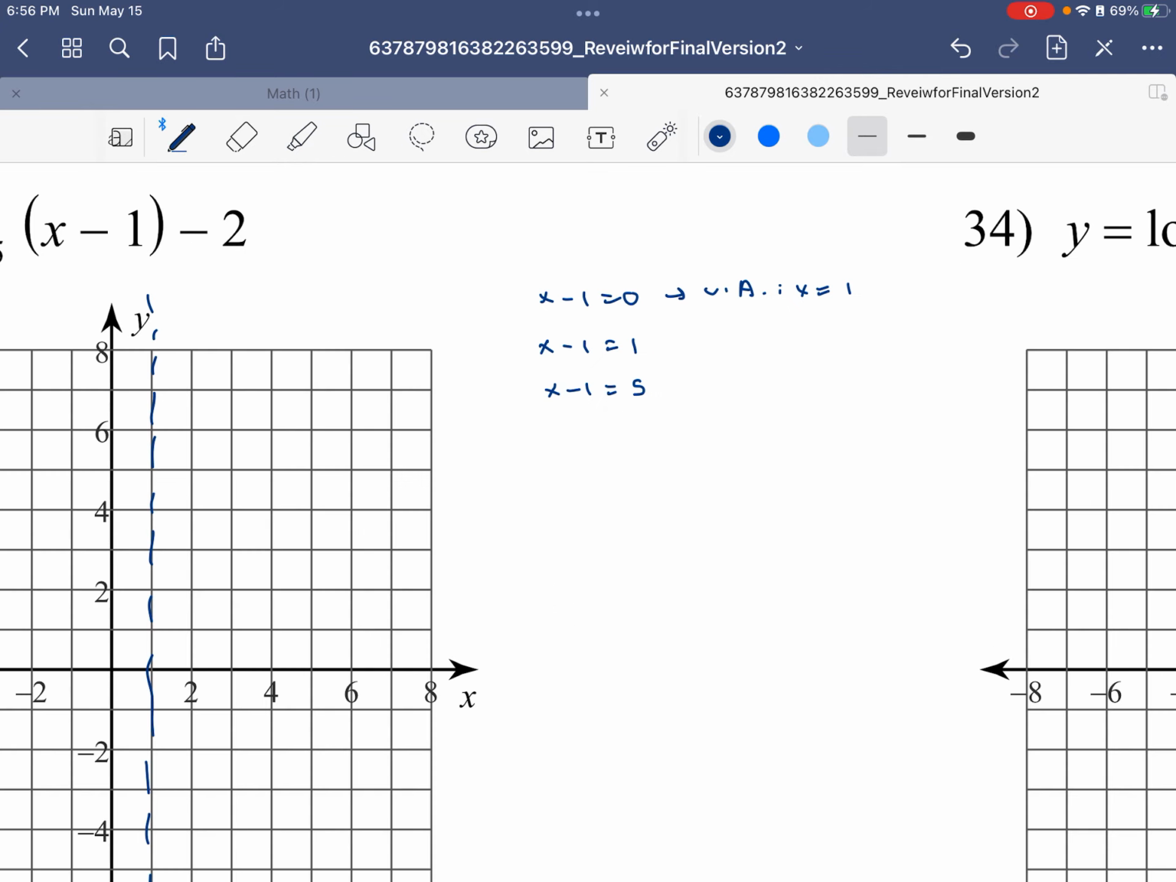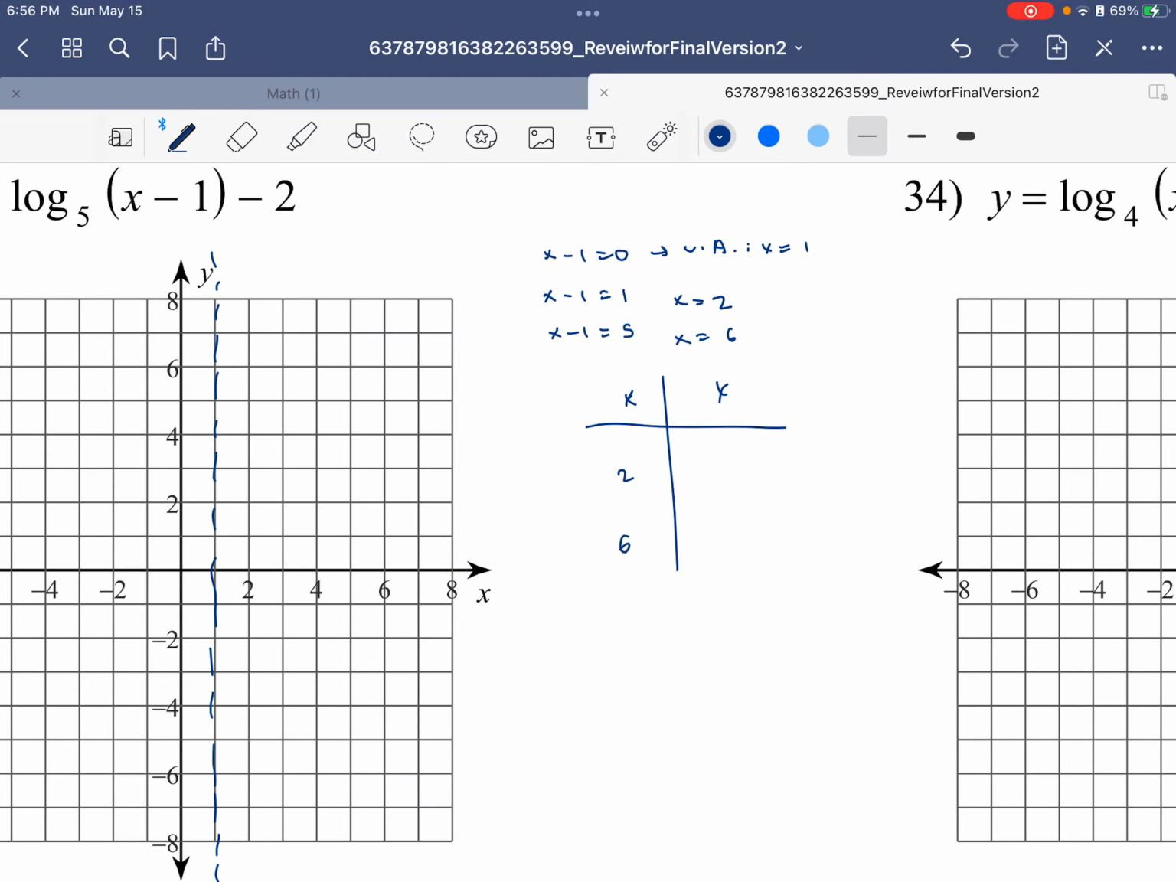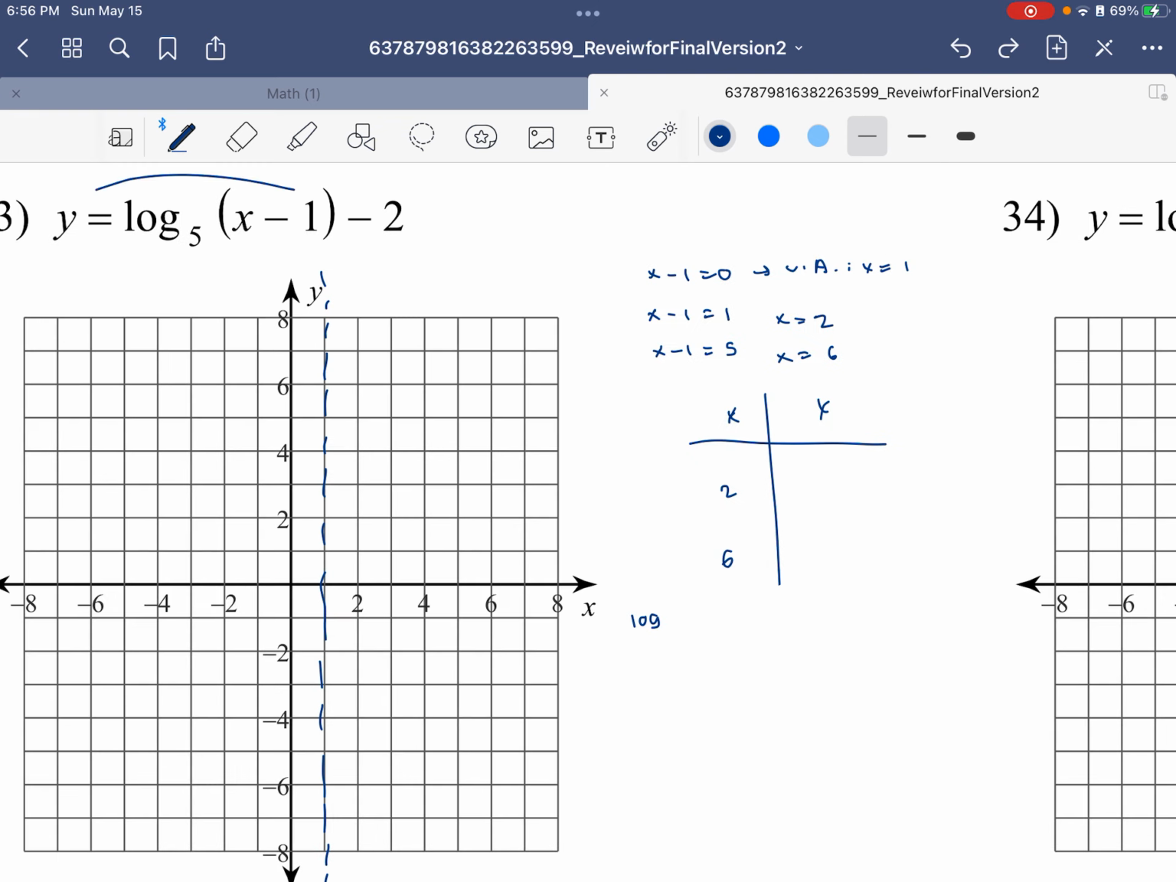And then we have the next ones: x is going to be 2, x is going to be 6. What this does is it gives you values that allow you to conveniently calculate the y-coordinate of the coordinate pair, and you will see why. So now that we have these, you're going to plug them back into our equation. Wherever you see x, replace it with the value.